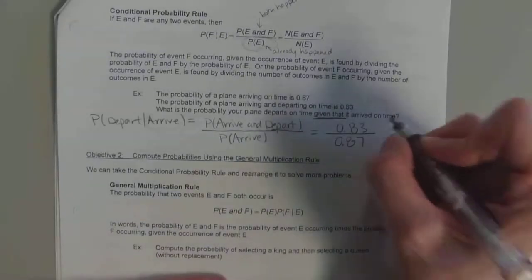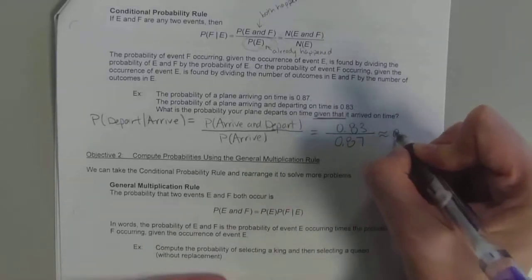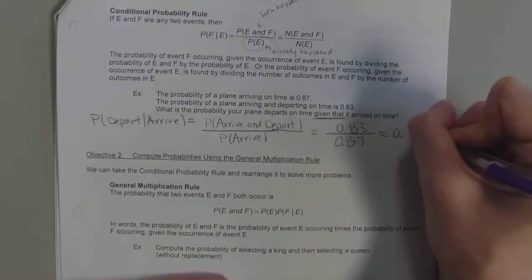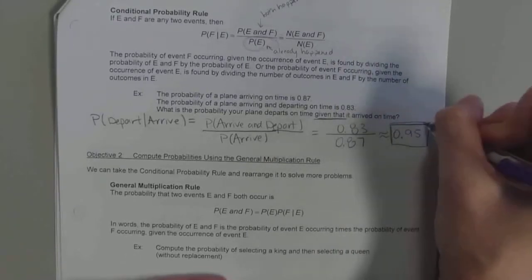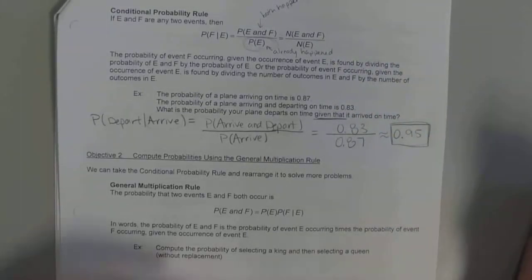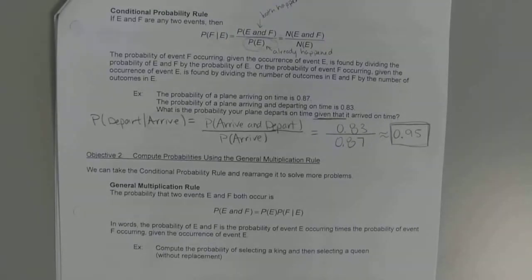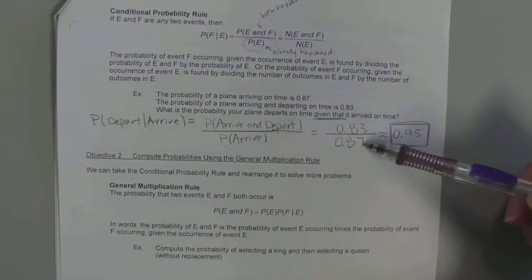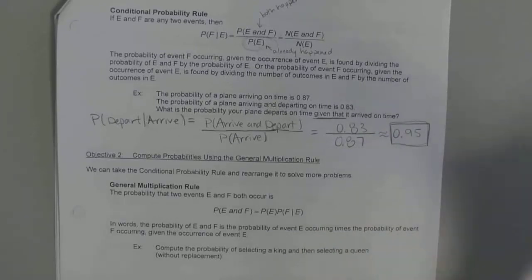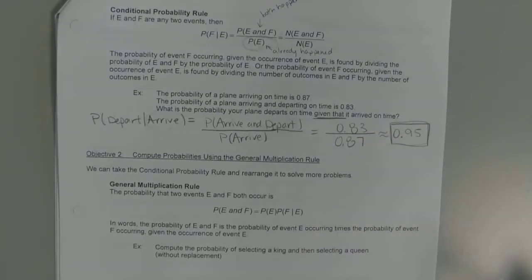What do you guys get when you round to like 2 or 3 decimals? 0.95, is that about right? And that should make sense. Knowing that your plane arrived on time should bump the odds of you taking off on time, right? If it's late, that's hurting you. Worst case scenario, guys, if you don't know which one goes on top, which one goes on bottom, if you accidentally flipped these, you'd get a number greater than 1, and can probability be greater than 1? No. So that's your sign like, crap, I got to make the small number on top, okay?